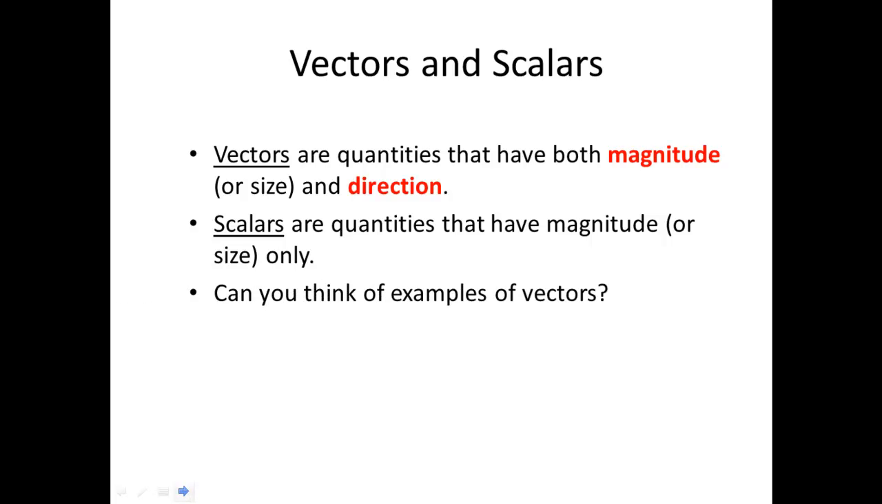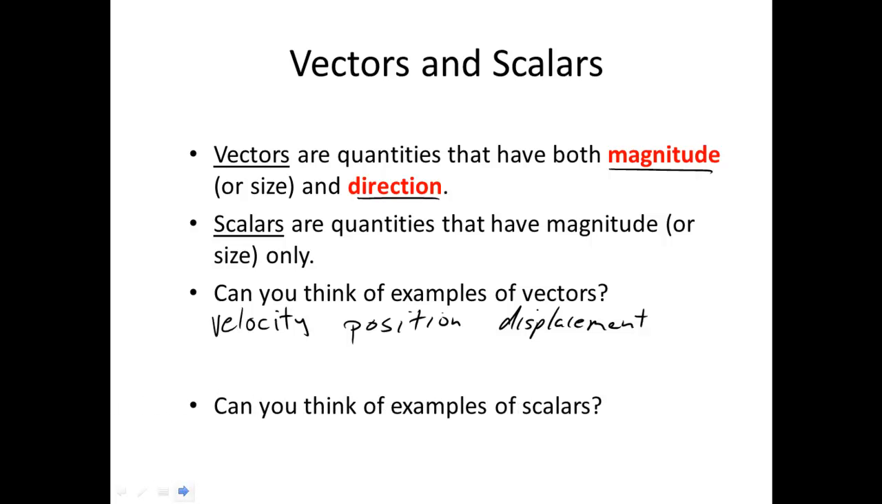So, can you think of some examples of vectors? We'll be learning about velocity. That's a type of vector. We'll be learning about position. And we'll also be learning about displacement. All different types of vectors because they have both magnitude and direction.